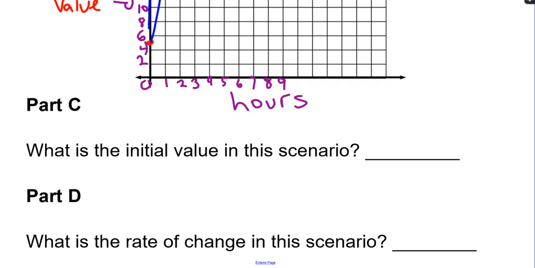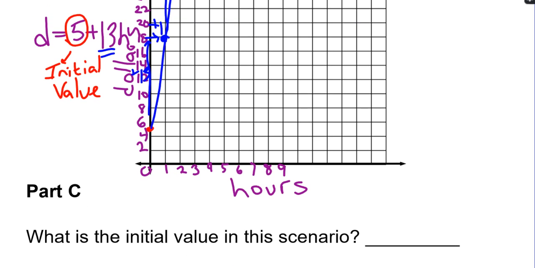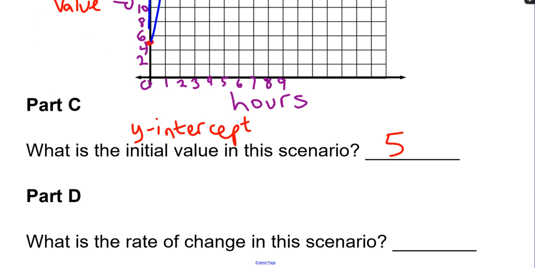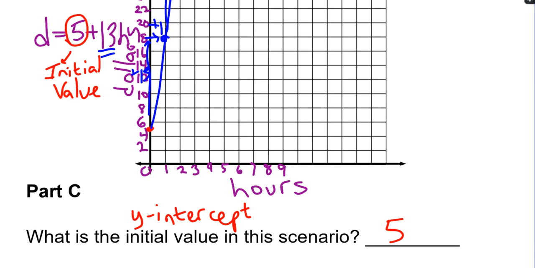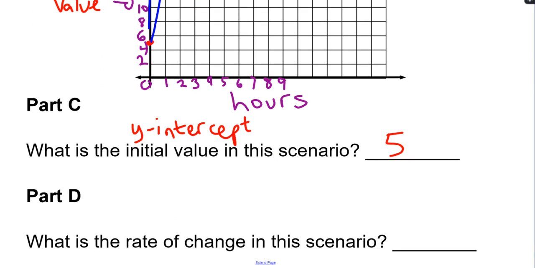Let's see part C. What is the initial value? Well, we already said the initial value, our starting amount was $5. Initial value, same thing as the y-intercept, right? How much we start with when x is 0. That's always on our y-axis, and that was 5. 0 hours, $5. Part D, what is the rate of change in this scenario? Well, how much was it changing? It was changing by $13 an hour. So 13 was the rate of change for this scenario.